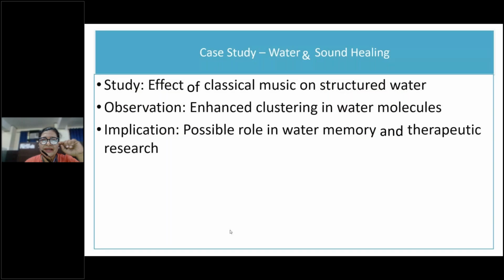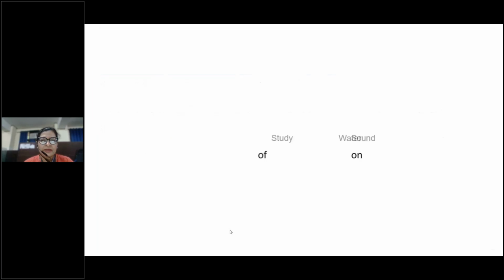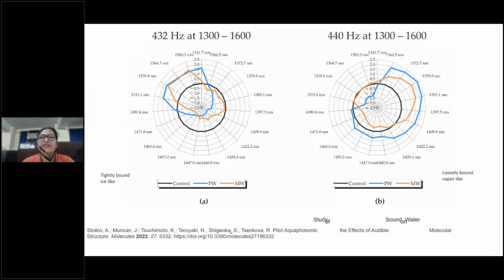It's not only agriculture. Let's go to the next field, water and sound healing. What was done over here was that the effect of music was tested on water, and then it was checked whether water can retain that memory, as I gave you an example. So here it's not just an example, rather an experiment was done.